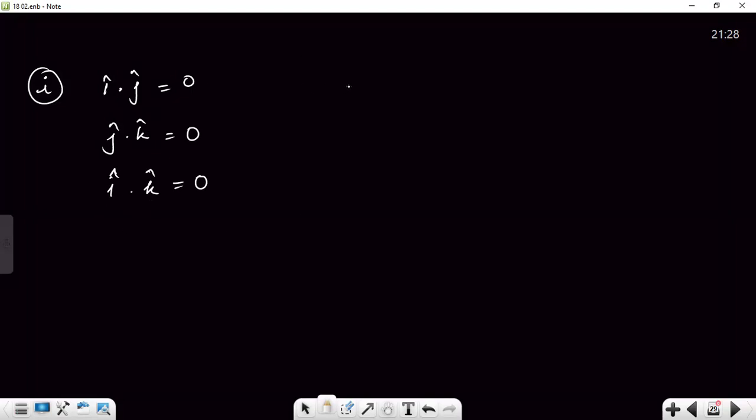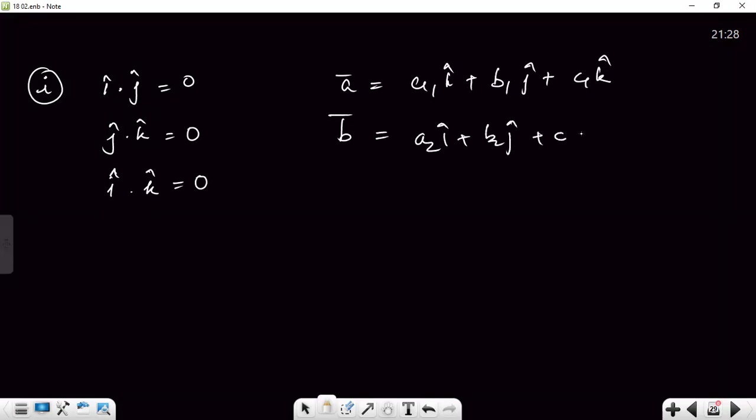From here, we have written that if there are two vectors, a vector given as a1 i cap plus b1 j cap plus c1 k cap, and b vector given as a2 i cap plus b2 j cap plus c2 k cap, the dot product will be given by a1 a2 plus b1 b2 plus c1 c2, because all other multiples, a1 b2 i dot j, will become 0. That's why.